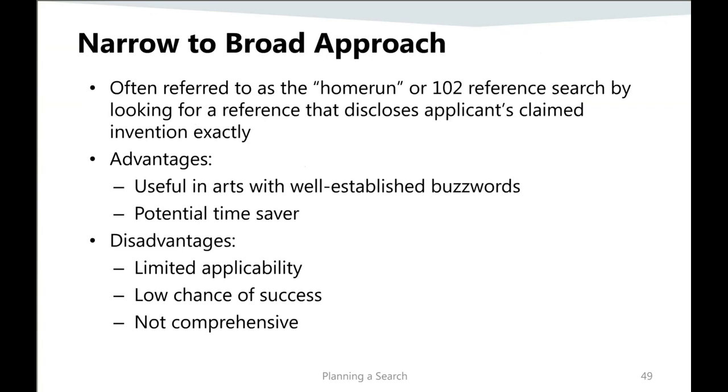Looking at the narrow to broad searching approach, an extremely narrow initial search is often referred to as the home run search technique. The search string focuses on the exact requirements of the claim being searched. Such searches may be fruitful in technology areas with well-established buzzwords and technical jargon, and may find relevant prior art quickly. However, such searches are not sufficiently comprehensive and have a low probability of success.